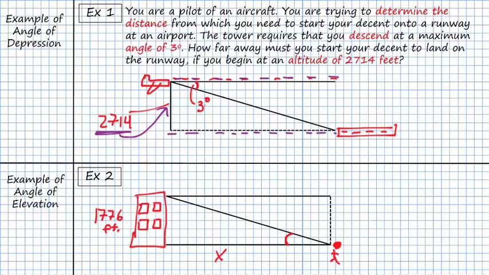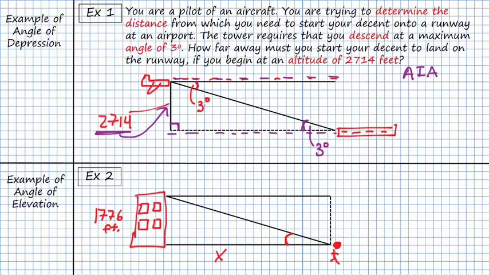Maybe alternate interior angles theorem, right? Because I have my parallel lines. So by AIA, I know that this angle will be 3 degrees. So now I know this angle here, this is a right triangle that I've formed, and I know one of these side lengths here. So I know an angle, I know a side, and I'm looking for another side. It sounds like I'm going to have to use trig here.